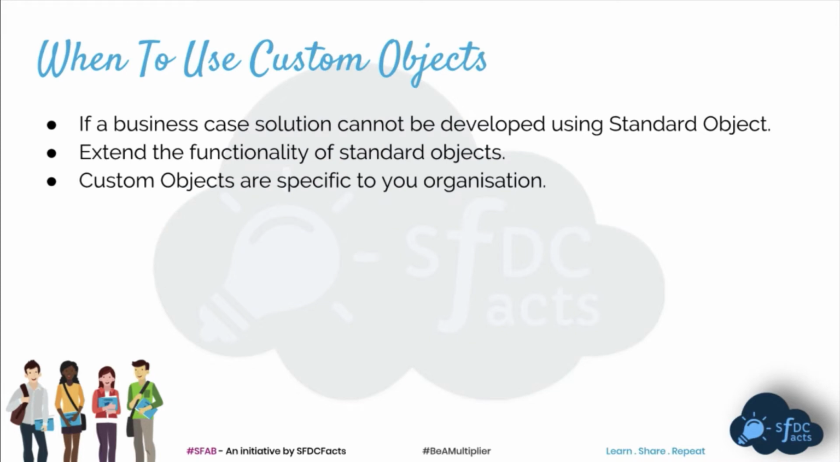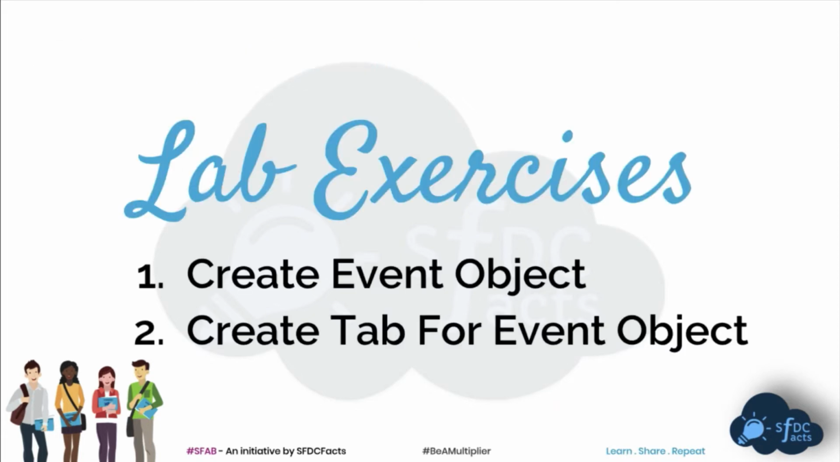Now, when to use custom objects? You might be having this question: when you already have standard objects, why go for custom objects? As I explained previously, when a business case cannot be developed using standard objects, you would go for custom objects. Custom objects are used to extend the functionality of the standard objects, and they are always specific to your organization. Now, handing over to Manish for the lab exercise for custom objects.